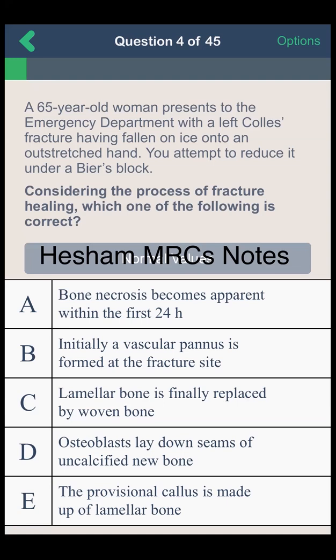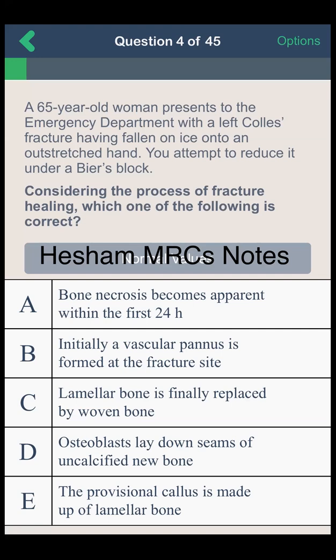A. Bone necrosis becomes apparent within the first 24 hours. B. Initial vascular pannus is formed at the fracture site. C. Lamellar bone is finally replaced by woven bone. D. Osteoblasts lay down a seam of uncalcified new bone. E. The provisional callus is made up of lamellar bone.